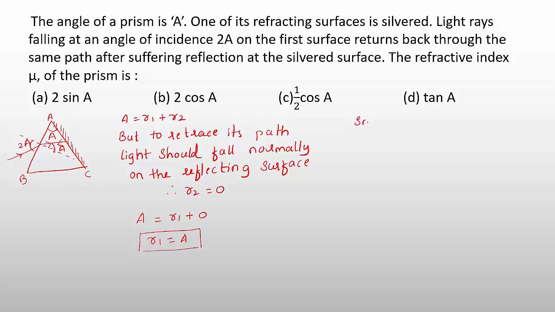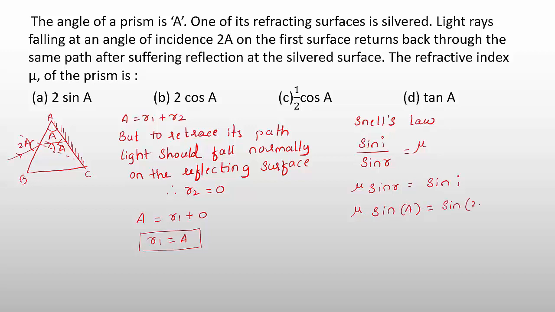According to Snell's law, the ratio of the sine of the angle of incidence to the sine of the angle of refraction remains constant. That constant is called the refractive index. Here it is denoted by mu. Now let us substitute the values of I and R. We can write the equation as mu sine R equal to sine I. So mu into sine of the angle of refraction, we got A, substitute here. Sine I, the angle of incidence, is 2A. Or we can write it as mu sine A, keep as it is.